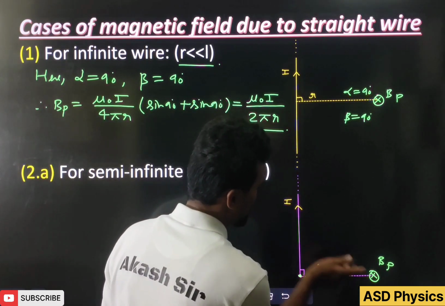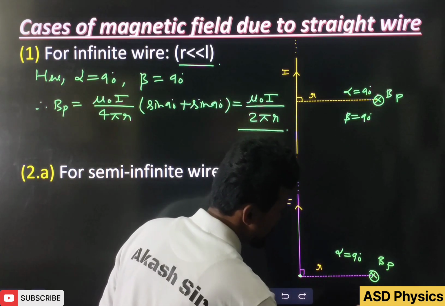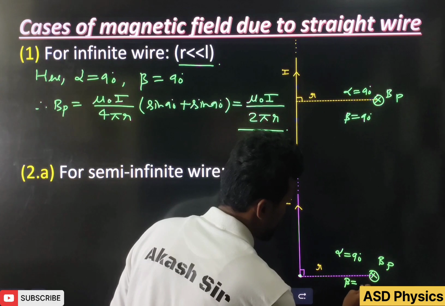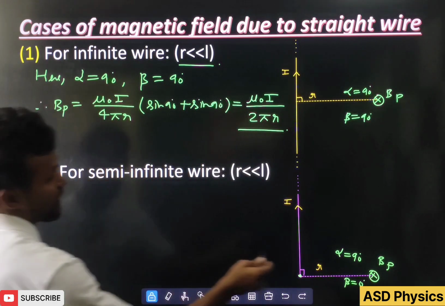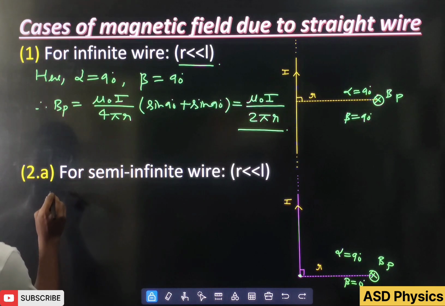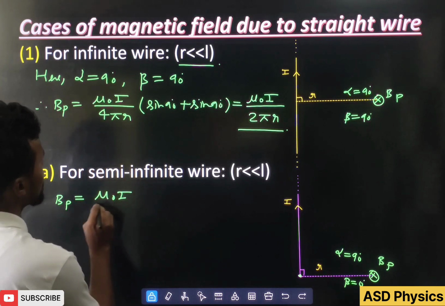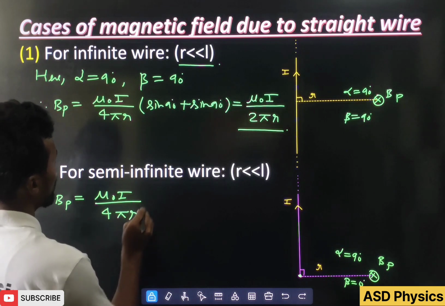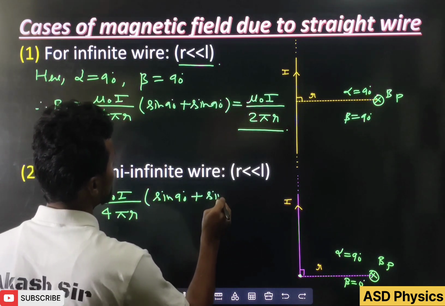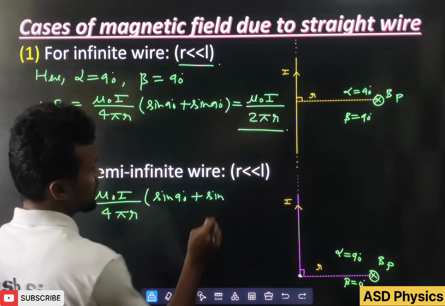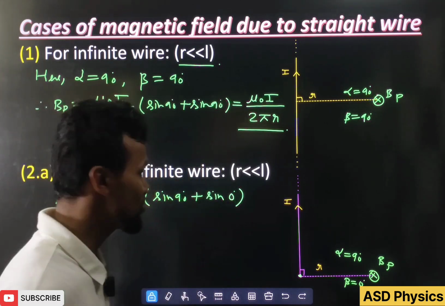So what will happen here? This side alpha will be how much? Anyhow 90 degrees, but on this side is there any angle? No angle. So beta will be how much here? 0 degrees. Okay, so remember that alpha is 90 and beta is 0. So in this situation the magnetic field is given by mu naught I by 4 pi r, sin alpha means sine 90, and beta, there is no wire downward, so 0. Sine 90 is 1 and sine 0 is also 0, you know very well.